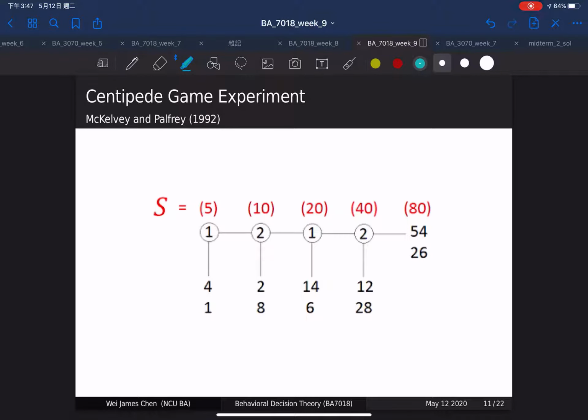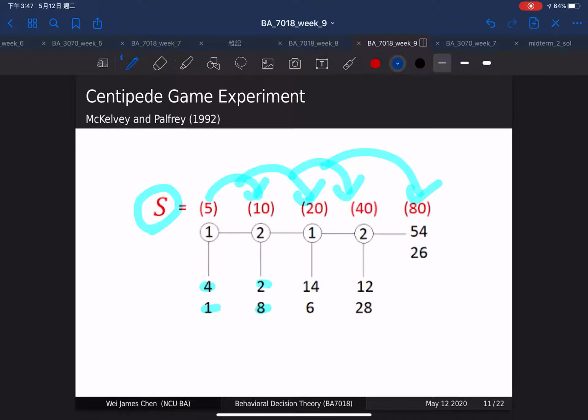And the pumpkin game you play is also called a centipede game, because the game tree, this is the game tree, looks like a centipede, in a way. So this S is basically the pumpkin size. The pumpkin size will double each time in this specific version. The pumpkin pie doubles each time you pass, but you also, this is the first person, this is the second person.